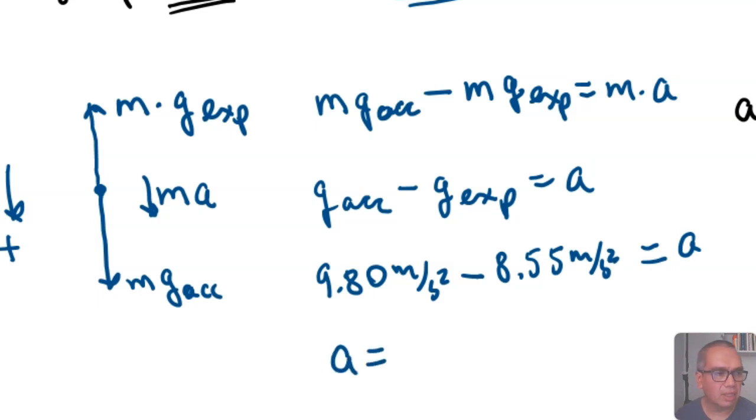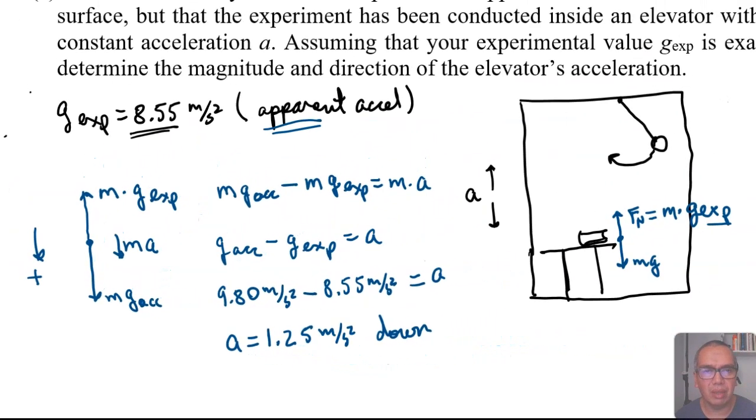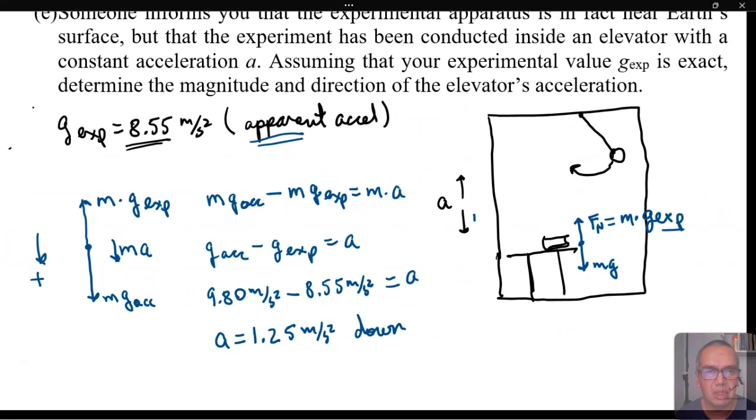Therefore, the acceleration you are looking for is 1.25 meters per second squared, and its direction is down because the higher force is going down. So this elevator is accelerating down at 1.25 meters per second squared, and that's the answer that you wanted.